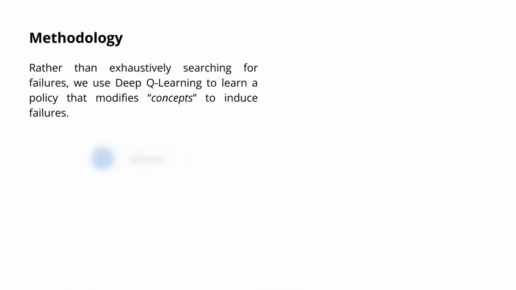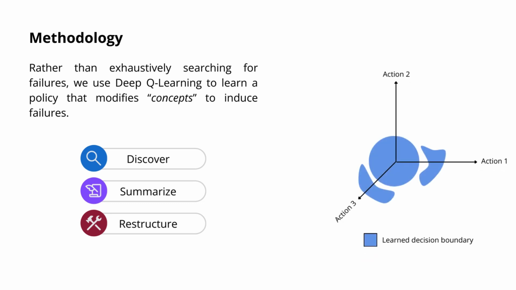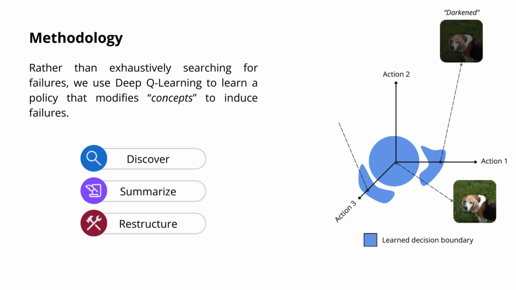The process for addressing and shifting failures involves 3 stages: discover, summarize, and restructure. This figure illustrates the learned decision boundaries of the ML model. A DQN model takes various actions based on the concepts under consideration. For example, in the context of a dog classifier, actions could include darkening or rotating the image.